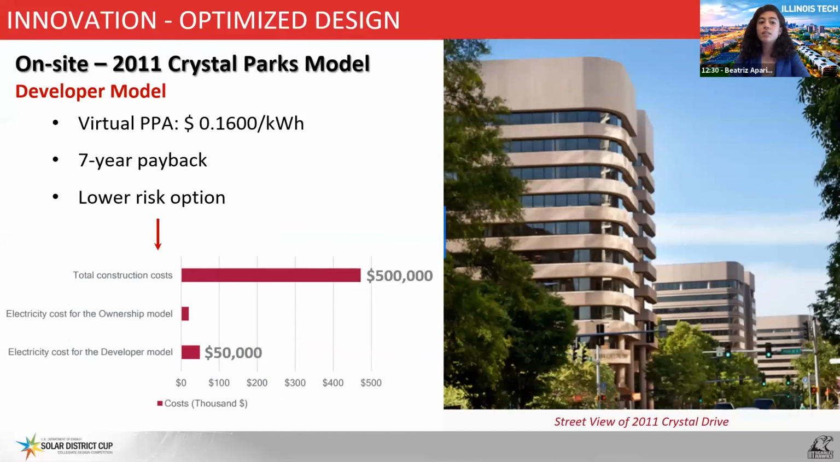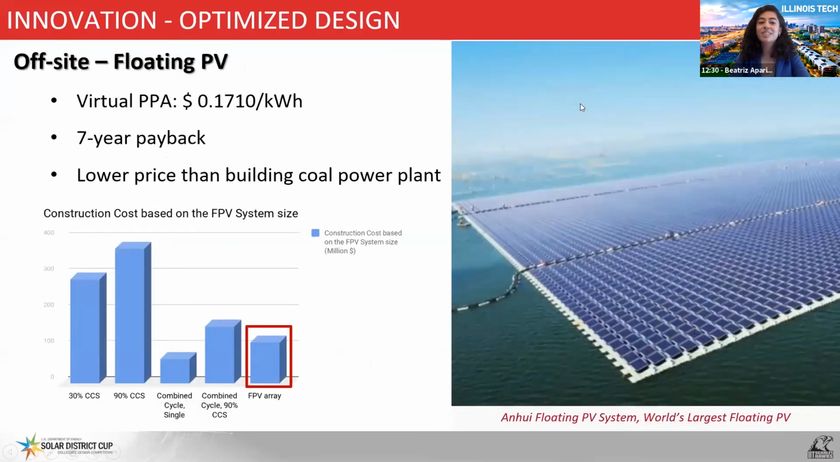Next, we also consider the installation of the offsite solution. We can establish that it will be cheaper than building a new coal power plant of the same size. As we can see in the lower graph, the construction costs of the floating PV system are only bigger than one type of natural gas plant, and it constitutes a zero carbon emissions option, which we consider a more important fact.